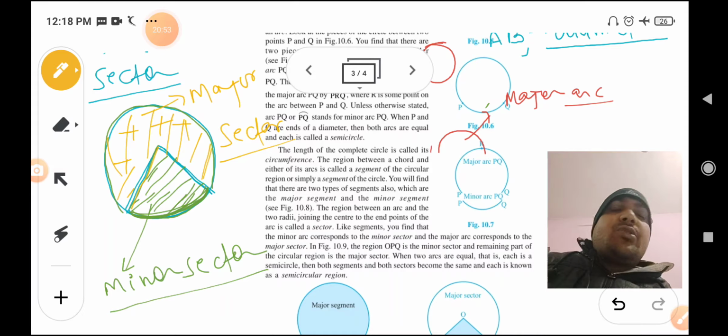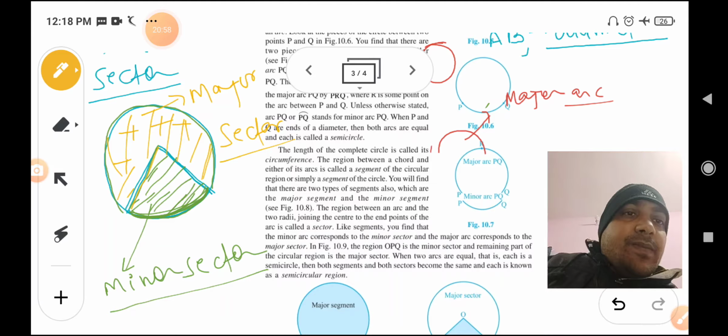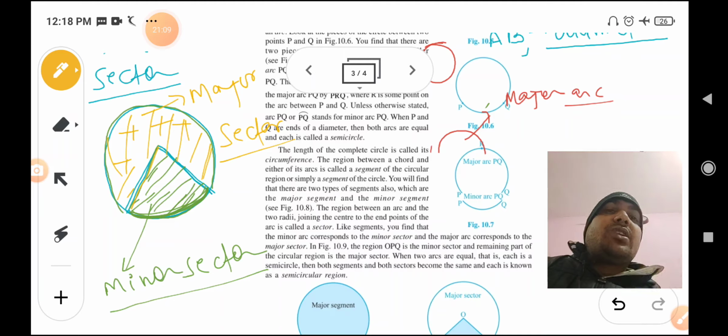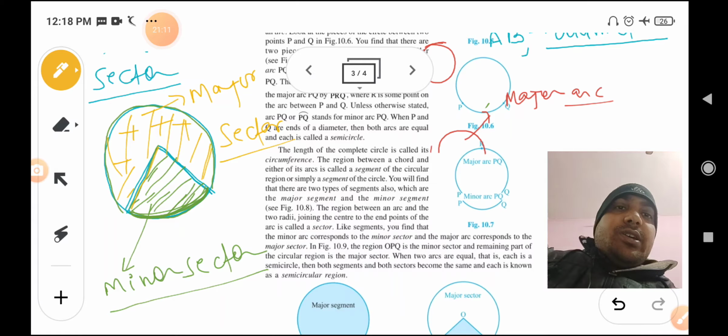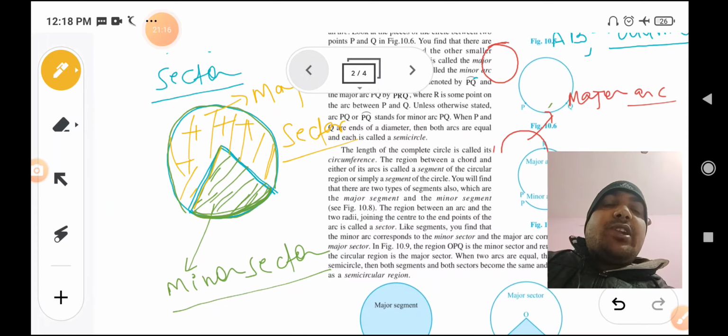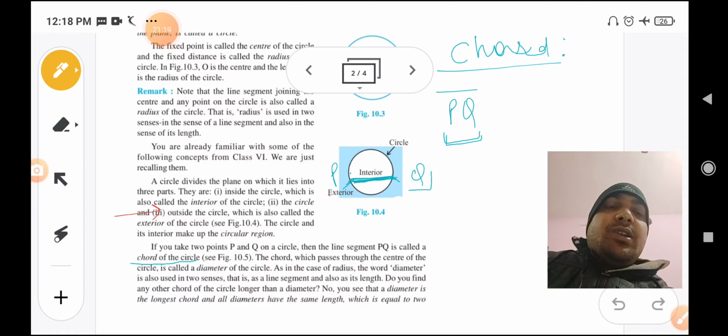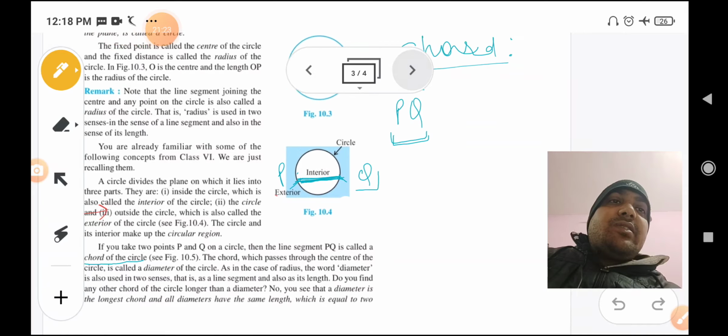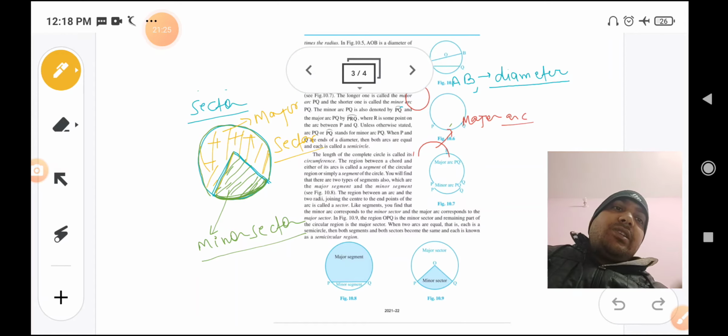When two arcs are equal, that is each is a semicircle, then both segments and both arcs become the same and each is known as a semicircular region. Very good. If two arcs are equal, which we have already read, then it becomes a semicircle and the region is a semicircular region. Is it clear to everyone?